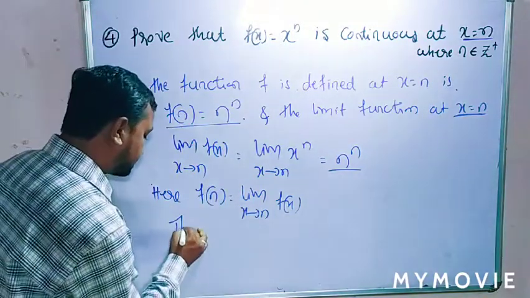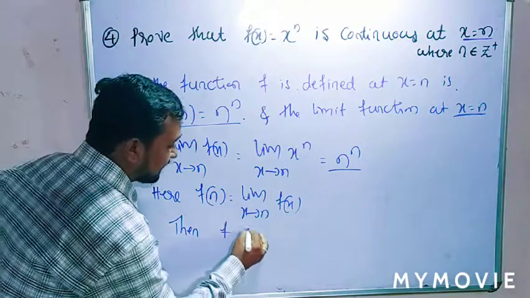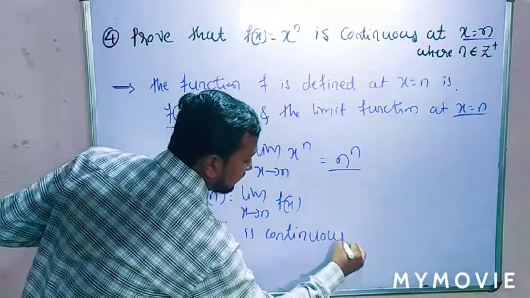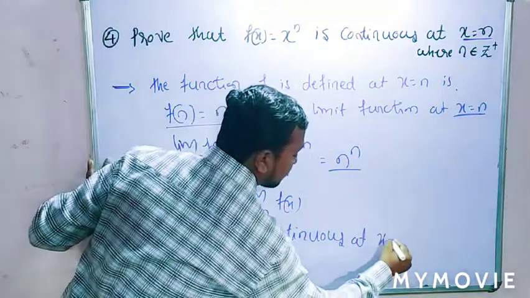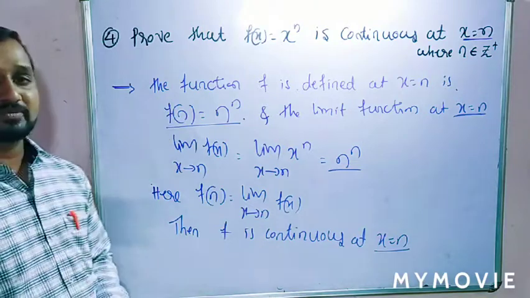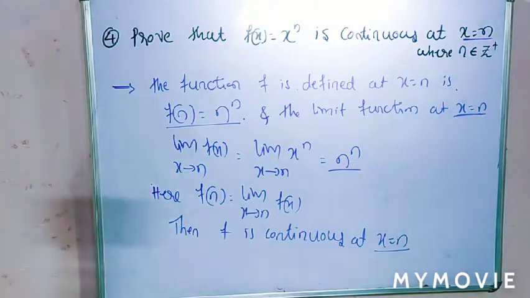Okay, then f is continuous at the particular point x is equal to n. It's a procedure. A very simple example, friends. Write down this. Okay.